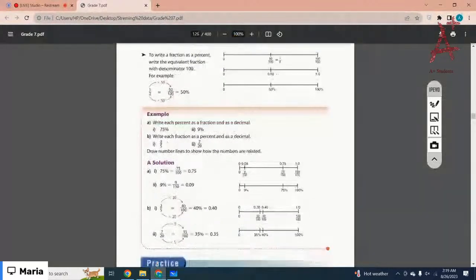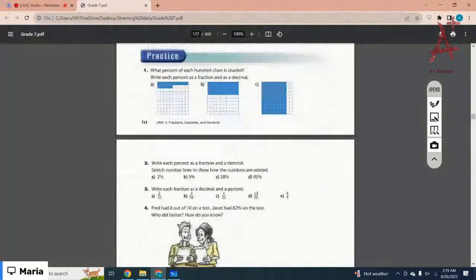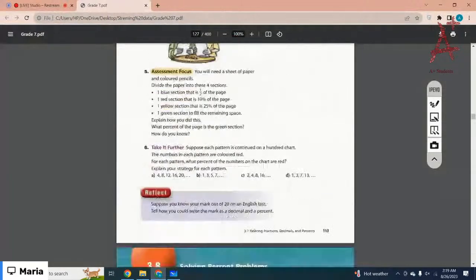Question number 6. Suppose each pattern is continued on a 100 chart. The numbers in each pattern are colored red. For each pattern, what percent of the numbers on the chart are red? Explain your strategy for each pattern.